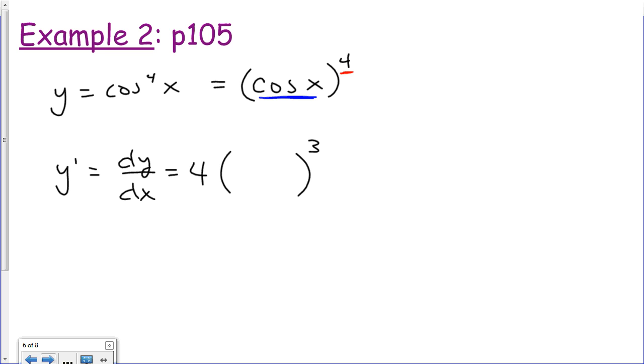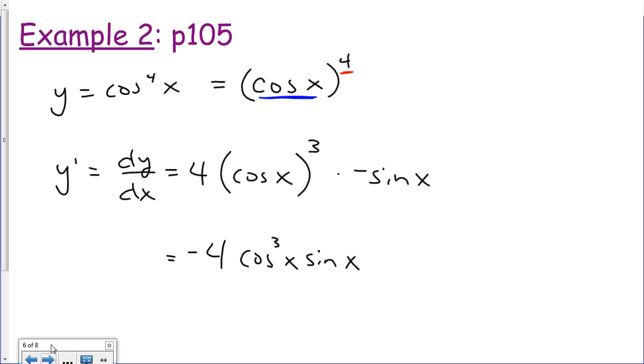The second step is to substitute in or evaluate that at the inside function. So the cosine goes inside those parentheses. And the third step of chain rule now is to multiply by the derivative of the inside. Now the inside function here is cosine. Derivative of cosine, remember, is a negative sine. And again, we'd rewrite this just slightly and write it as a negative 4 cosine cubed x sine of x. And there is our derivative.